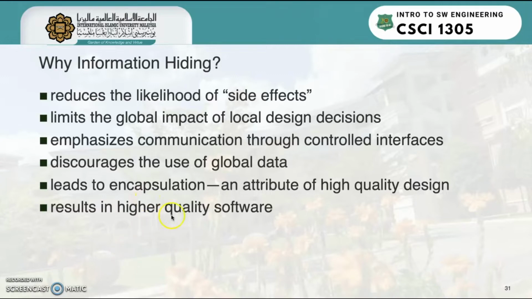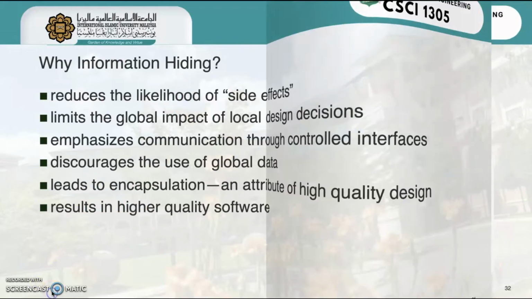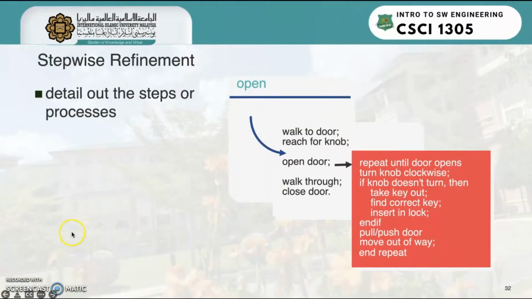Okay, which means that when you encapsulate, actually you are supporting the information hiding. So when you say a class encapsulates attributes and its states or its behavior, that means a class is supporting the information hiding concept, and this can lead to higher quality software. So the next one is on stepwise refinement.